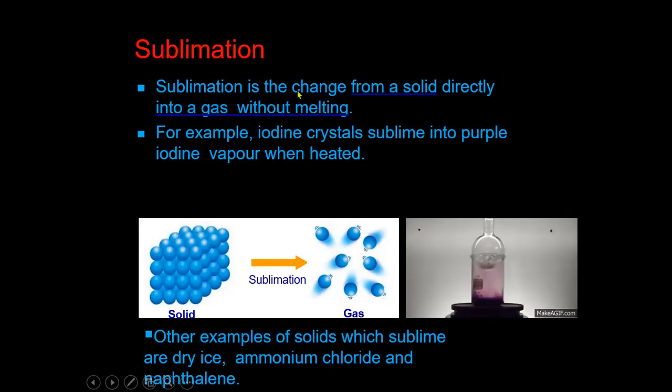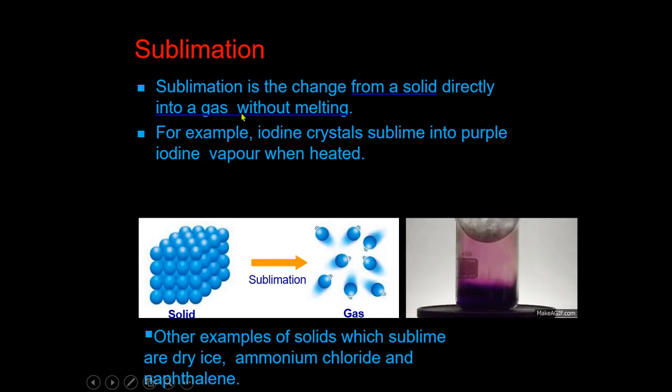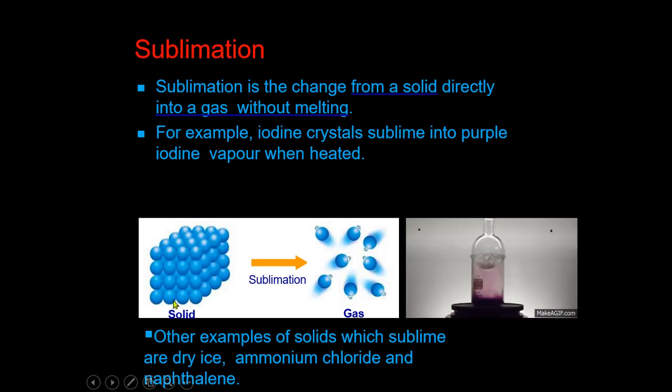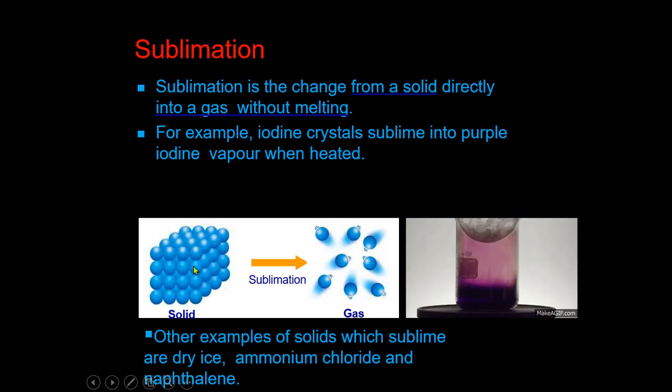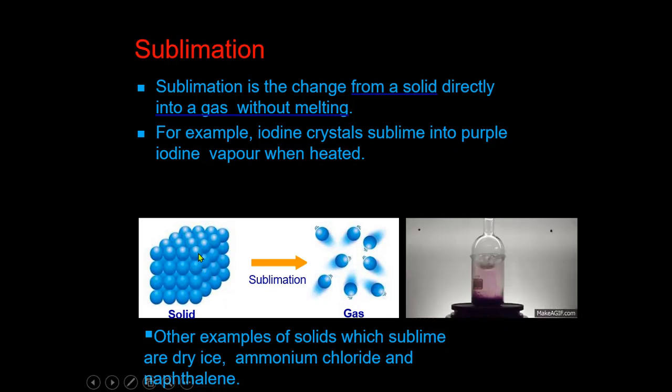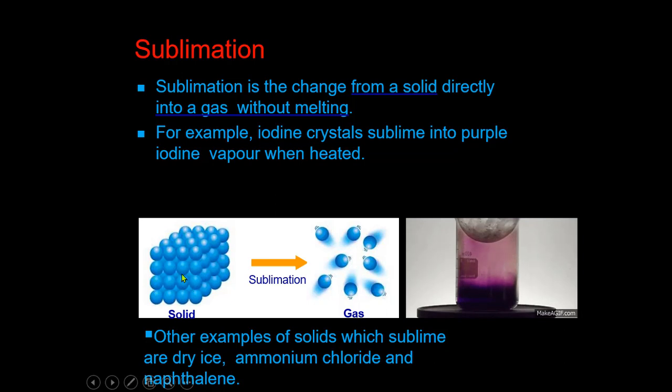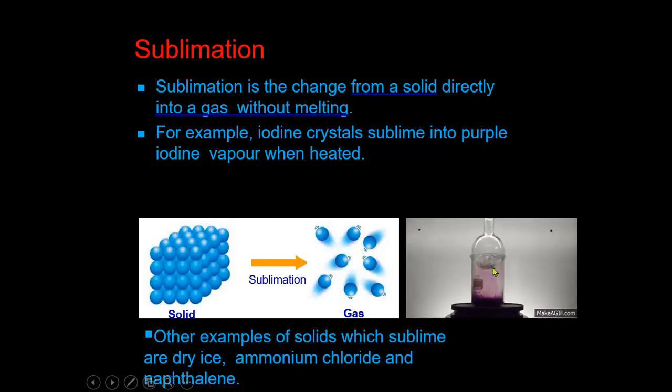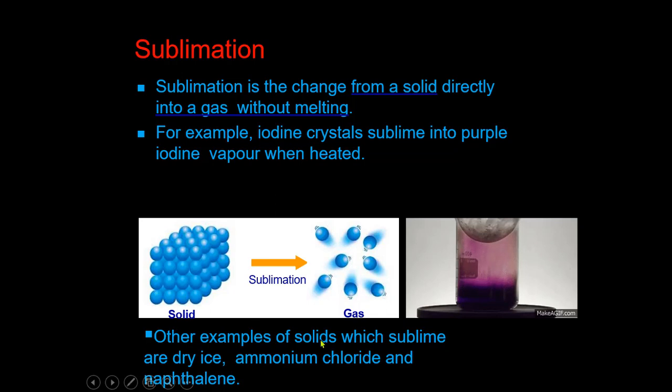Sublimation. Sublimation is a change from a solid directly into a gas without melting. For example, iodine crystals here, this is solid iodine, they sublime into purple iodine vapor when heated. When the solid is heated, these particles have very weak forces of attraction, so just a little bit of heat will cause it to sublime. The opposite of sublimation is called deposition. That's where when you cool down a gas, it will directly turn into a solid. Other examples include dry ice, ammonium chloride, and naphthalene.